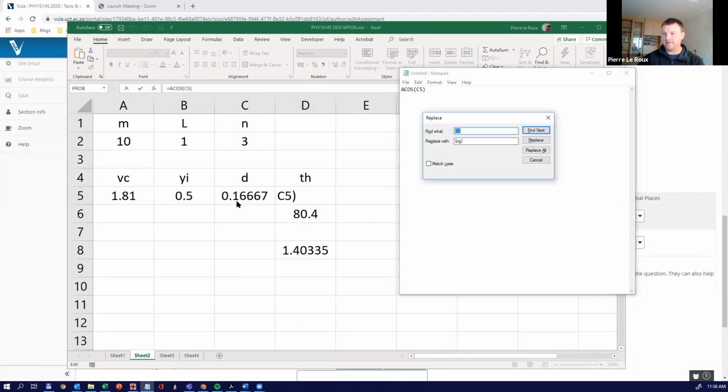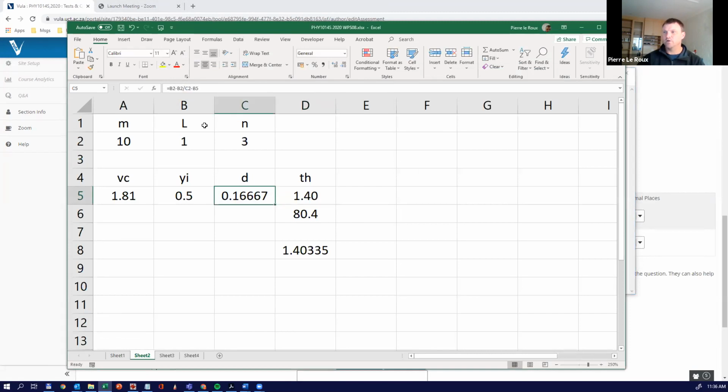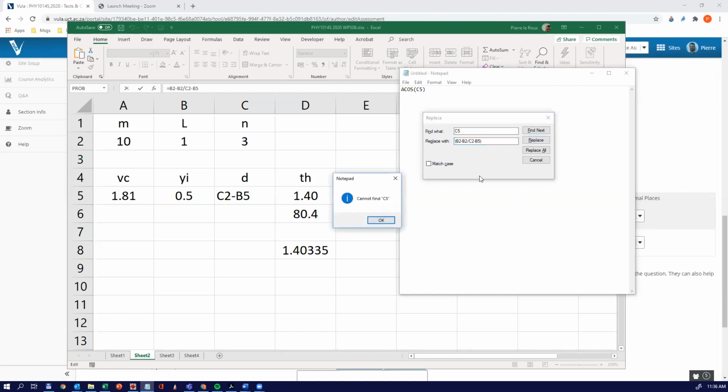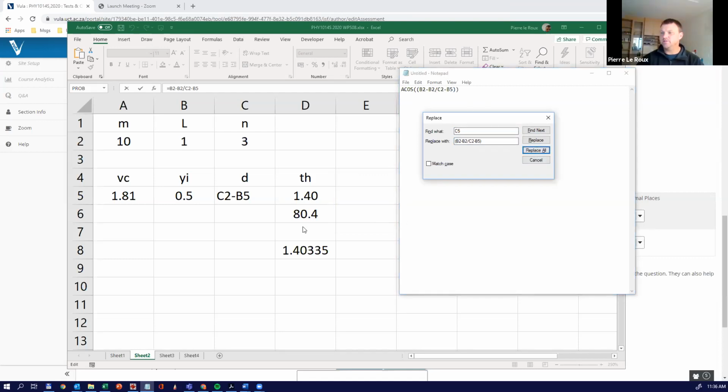So if I see a C5 over here, and I say to myself, well, what is in C5? Well, it's all of this. I can just copy that, what's in there, and I can go back to my notepad and say, whatever's in C5, just replace it in that formula there. Just replace it with whatever I've just copied. And then, oh, can't find C5. Replace. There we go. So it replaces it. And this is a way to make sure that all these calculated steps are taken away and you're only left with the top things in there.